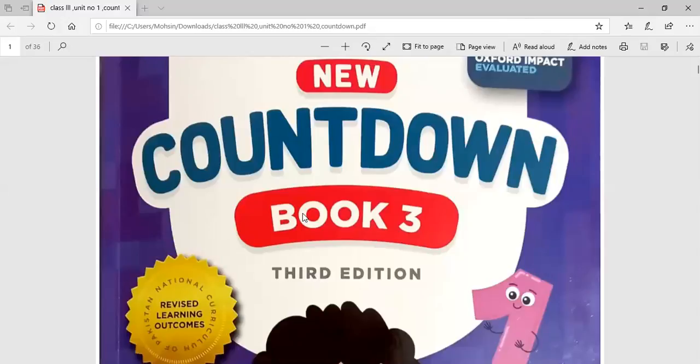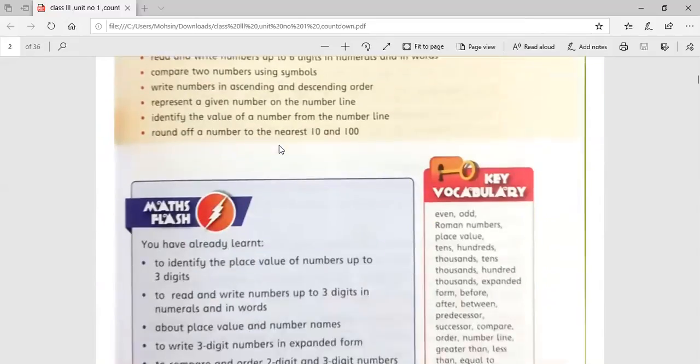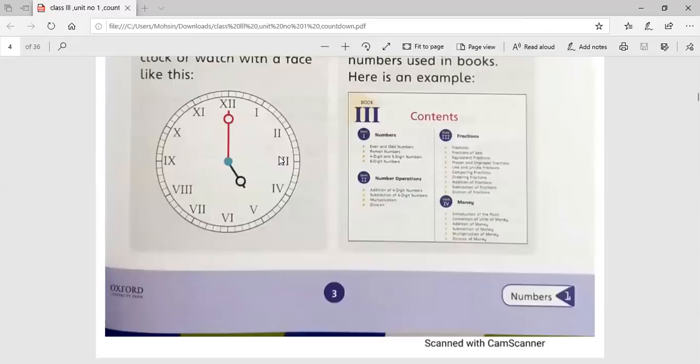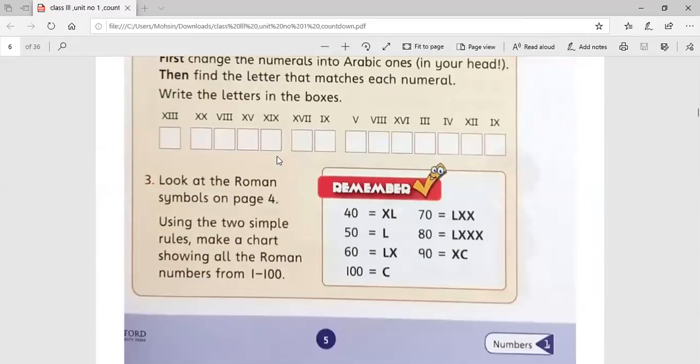So today we are going to start our maths work. Open your maths book, Countdown Book 3. In Book 3, open page number 12, everyone. On page number 12, we are going to see what we are going to do.